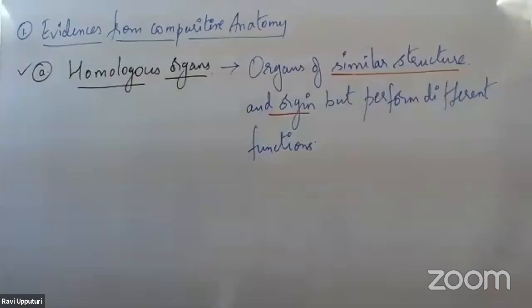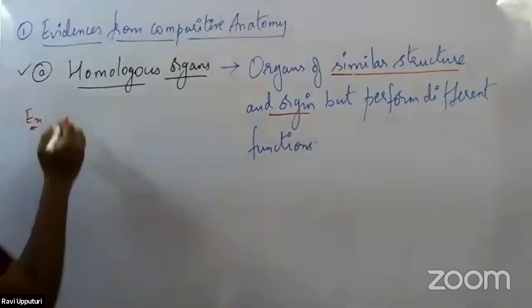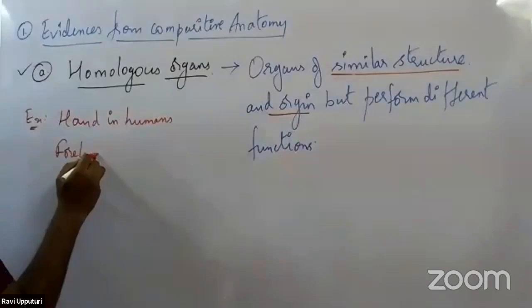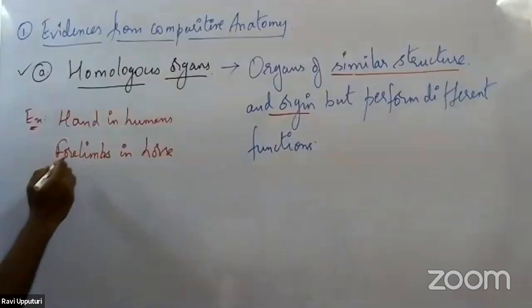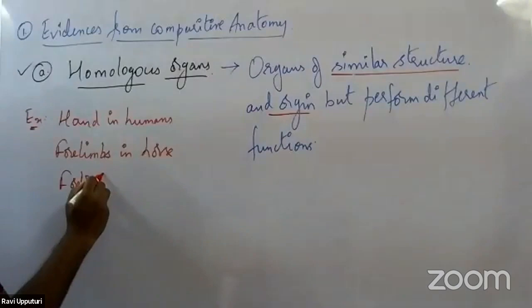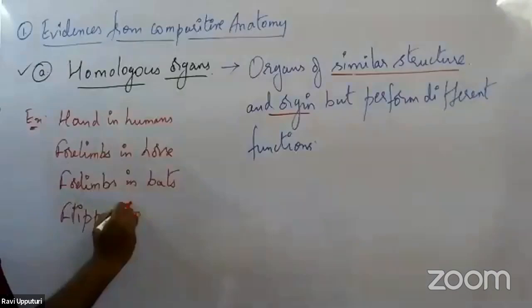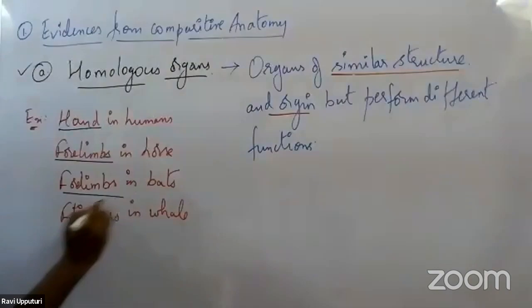Let us take down the examples here. We can take the skeleton of the hand in humans. Similarly, the four limbs of a horse or a cheetah or any higher animal. Then we can take the example of the four limbs in bats as well as flippers. All of these structures, that is, the hand in humans, the four limbs here, and the flippers.